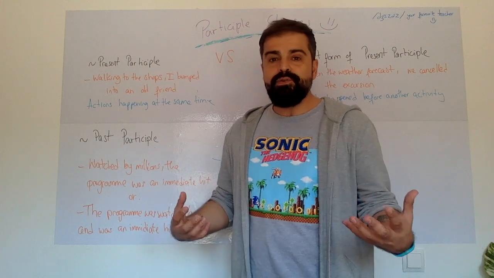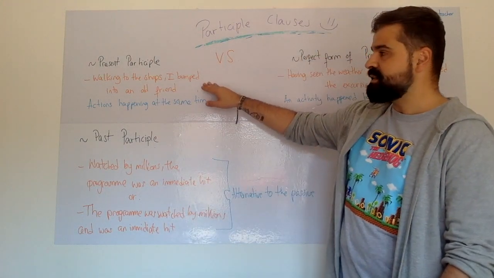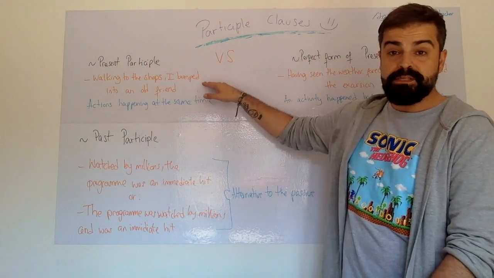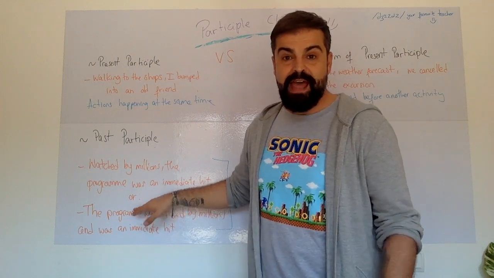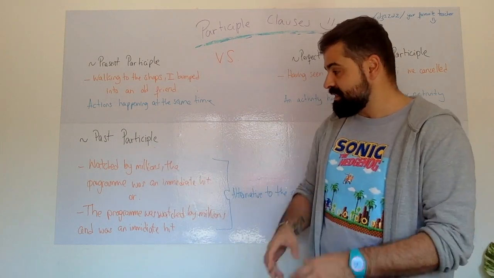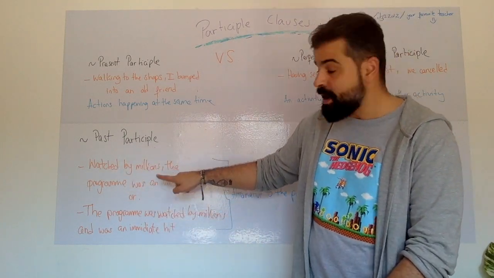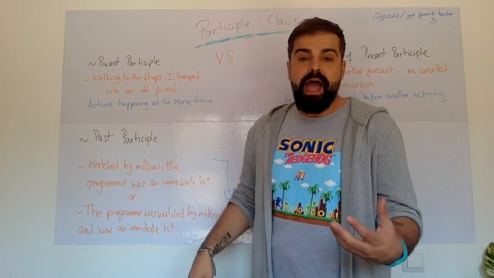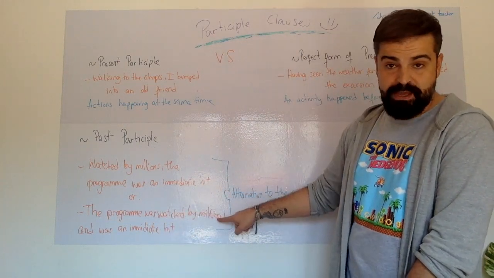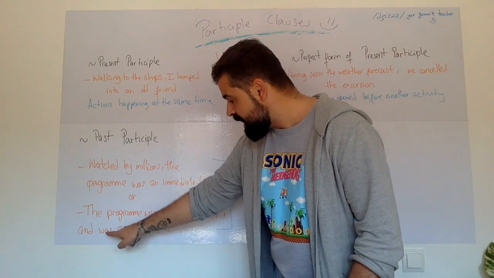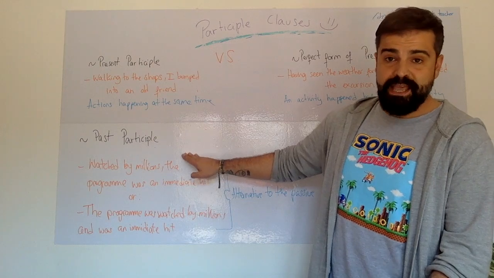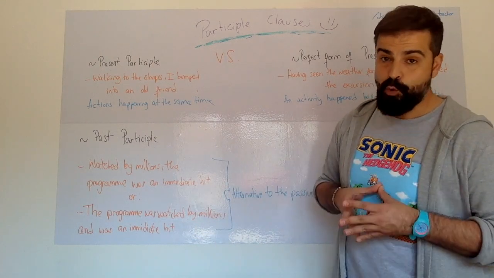So what are you really saying? Do you remember in this sentence I told you that you were saying a longer sentence, that was when I was walking to the shops, I bumped into an old friend. In this case, you are saying a much longer sentence too, and this is why we have this kind of short way of saying it. So, watched by millions, the program was an immediate hit. In this case, you're actually saying the program was watched by millions, and here you have the passive, and was an immediate hit. So, this is just a way of saying a passive sentence in a shorter way.